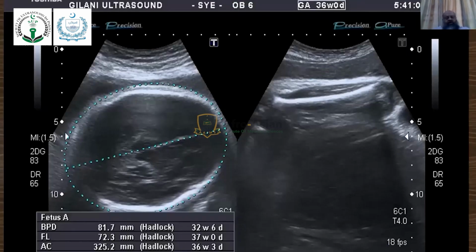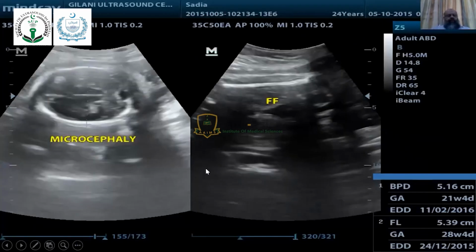Here you can see the abdominal circumference is 36 weeks, femur length is 37 weeks, BPD is 32 weeks. So more than 3 weeks difference. Again, head circumference is being measured, but it is not in these measurements. So this was a microcephaly.